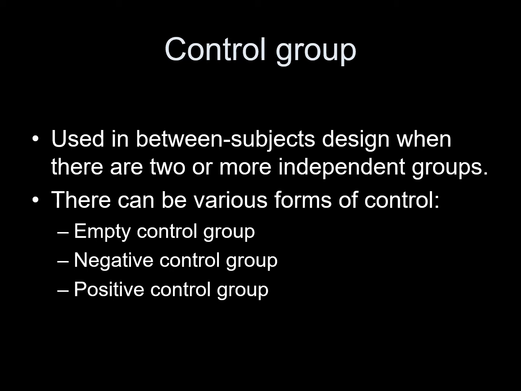Okay, so as we said before, there can be various forms of control. There can be an empty control group, there can be a negative control group, and there can be a positive control group. So an empty control group is basically a control group that received no bogus treatment, not even a sugar pill, not even something that would give you some sort of mental suggestion. Okay, so essentially the empty control group is not the most ideal kind of control group. The most ideal kind of control group is the placebo control group. Okay, which you might also hear called a negative control group. But I'm going to say placebo control group from now on.